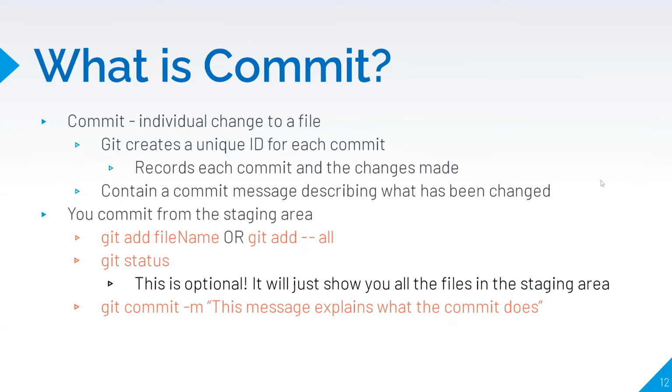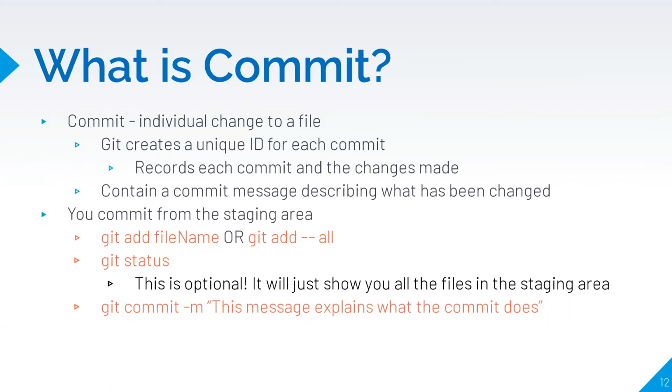All right, so now we're going to start talking about the steps to get code from your local repository to your global repository. So we need to talk about commits. A commit is an individual change to a file, and this is when we're starting to use Git. If you have some changes and you want them to be tracked, part of the history, commit them. Git creates a unique ID for each commit and records all of the commits and the changes made. So that is your history right there.